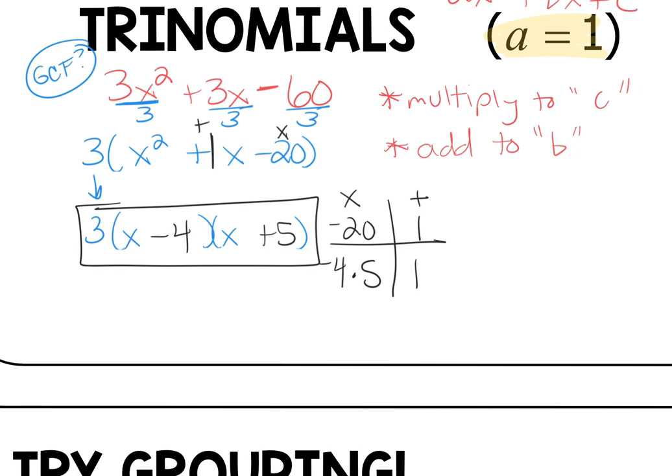Again, I could check this with the FOIL. If I FOILed it and then just distributed by 3, that would get me back to my answer. This was kind of my easier factoring. Hopefully you guys feel okay about that.